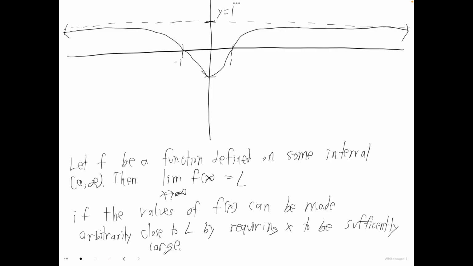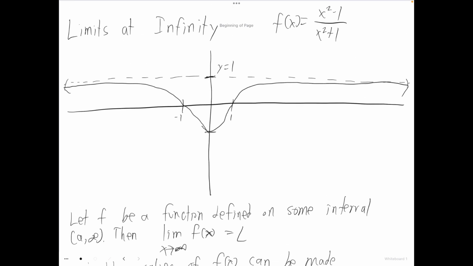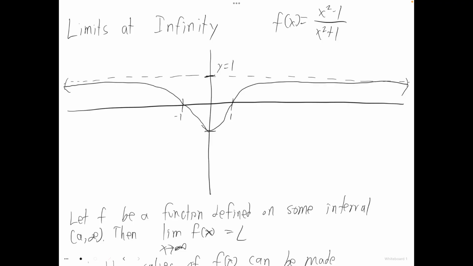And again, all we're saying here is that if I pick x to be really, really large, I get really, really close to the value of L. And so from this graph, we see that the limit as x goes towards infinity of x squared minus 1 over x squared plus 1 is going to be the value 1. Now, there's nothing specifically special about infinity in this case. Notice if we go towards negative infinity, picking really large negative values, this also happens.